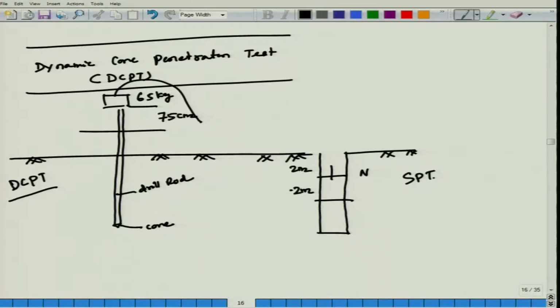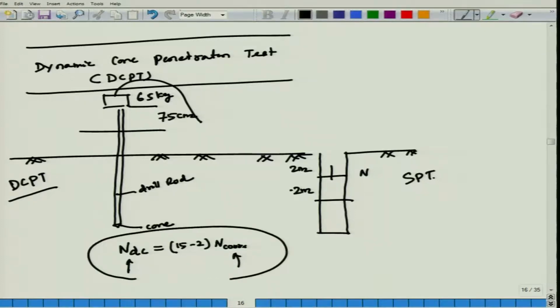Once you get DCPT, what is the correlation between DCPT and SPT? If I write it, N dynamic cone, DCPT, dynamic cone penetration, what is the value of N for every 30 centimeter is equal to 15 minus 2 into N corrected. This is your DCPT and this is your SPT value. So, once you know it, then you will know the value of N corrected, that is from the SPT.